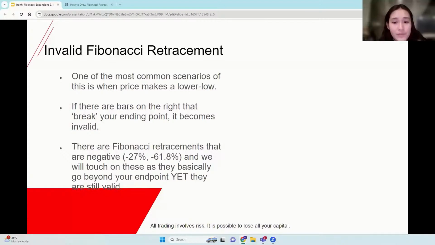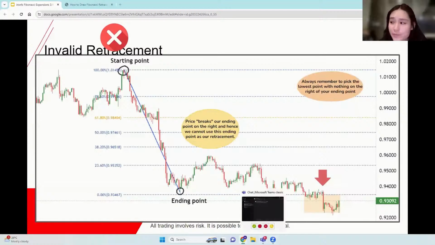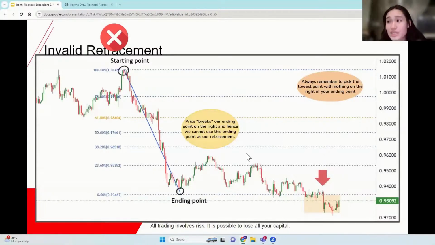It then becomes invalid. So there are Fibonacci retracements that are negative, like we've just went through in the previous slides. Those are valid. But if we are using a retracement, I'll show you guys the example here. If we're using a retracement from this starting point to this ending point, and we're looking for a mid-range, then since this area breaks out of the ending point, it is no longer considered a valid retracement. Price breaks our ending point on the right, and hence we cannot use this ending point for our retracement.